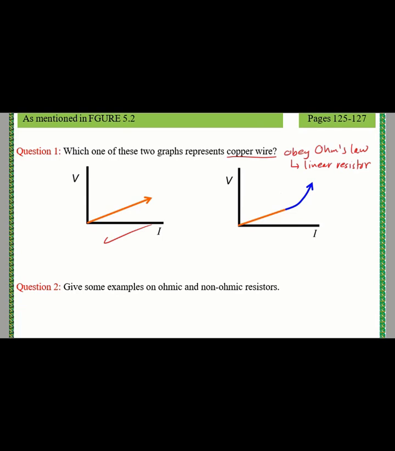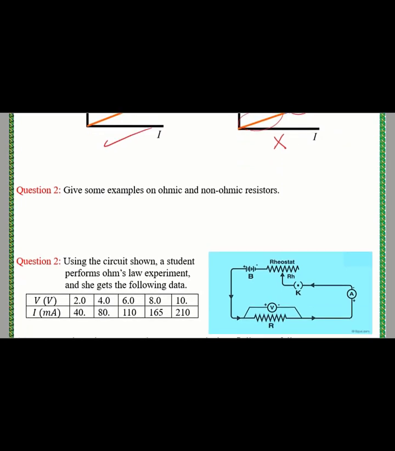Here it obeys Ohm's law at the beginning, but for larger amounts of V, it will not obey Ohm's law. So in general, it will not obey Ohm's law. Give some examples of ohmic and non-ohmic resistors.